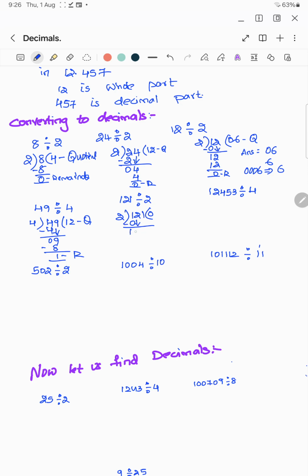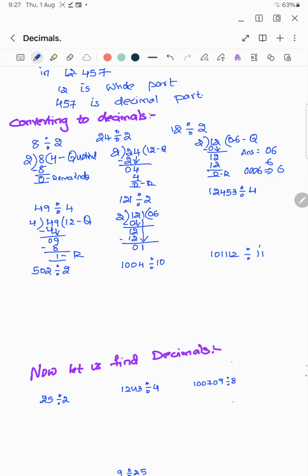Next, carry down a number. If we carry down a number, we compulsorily have to check for the multiple of 2 which is equal to 12. So 2 into 6 is equal to 12. So 12 minus 12 is 0. Next, there is one more digit remaining. We have to carry it down to here.